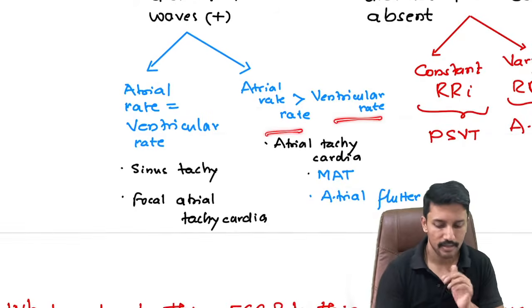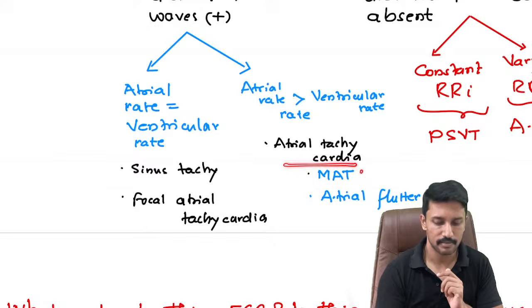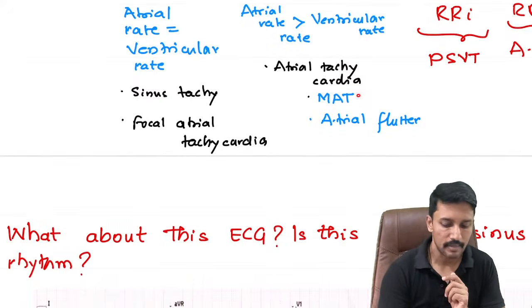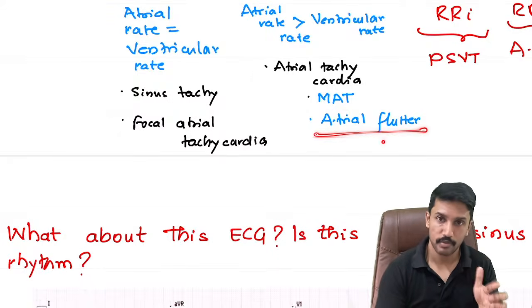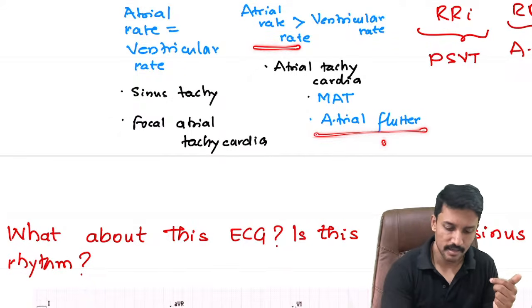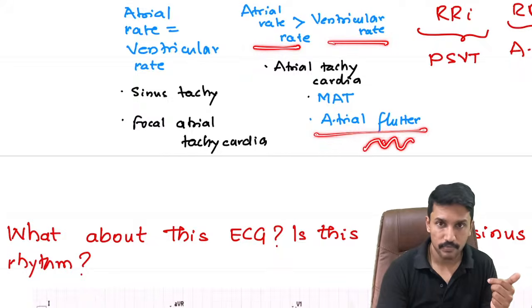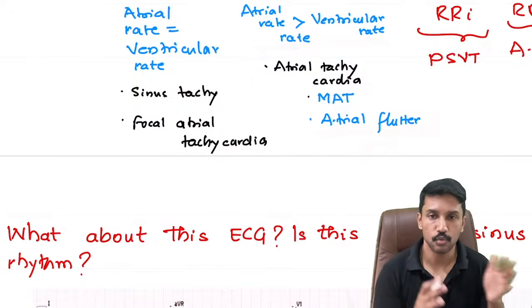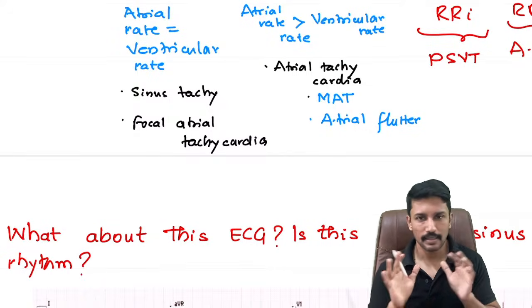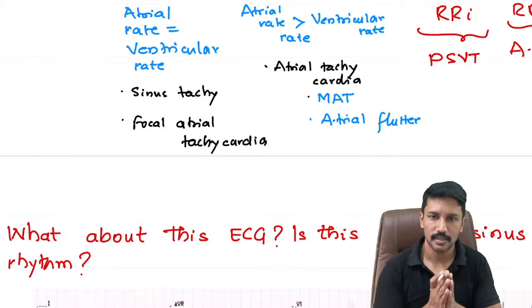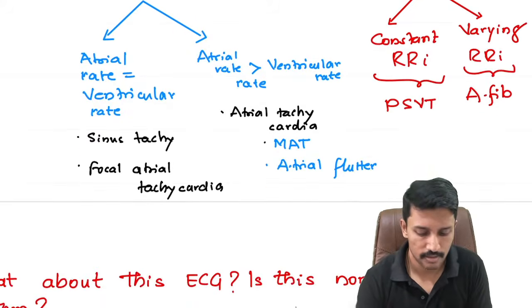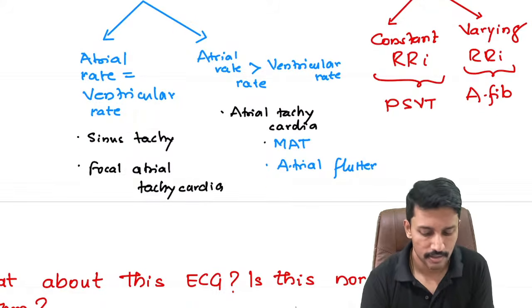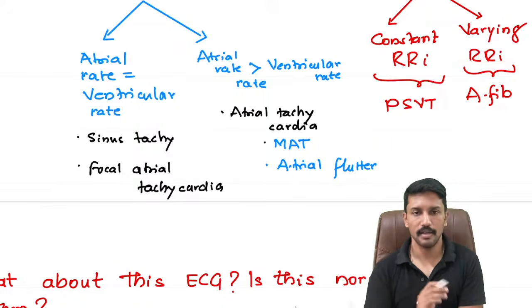If the atrial rate is higher than the ventricular rate, the other atrial tachycardias, that is MAT and atrial flutter, are my differential diagnosis. In MAT, I will have three or more distinct P wave morphologies. In atrial flutter, all the P waves will appear the same, and of course the atrial rate is more than the ventricular rate. Because the atrial rate is more than the ventricular rate, I may have the sawtooth appearance, especially distinctly visible in leads 2, 3, aVF, the inferior leads. That is how we make a diagnosis of narrow complex tachyarrhythmias. If there are absent or not morphologically distinct P waves, then I have to look at the RR interval. If it is constant, it is PSVT. If it is varying, it is atrial fibrillation.